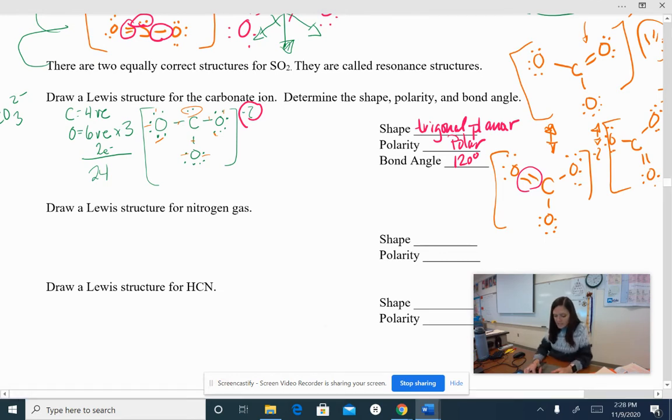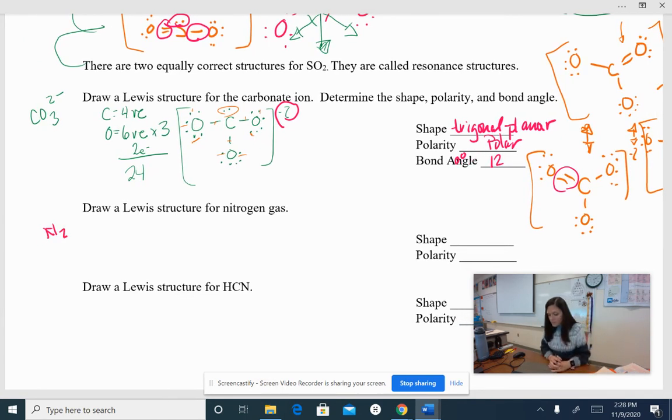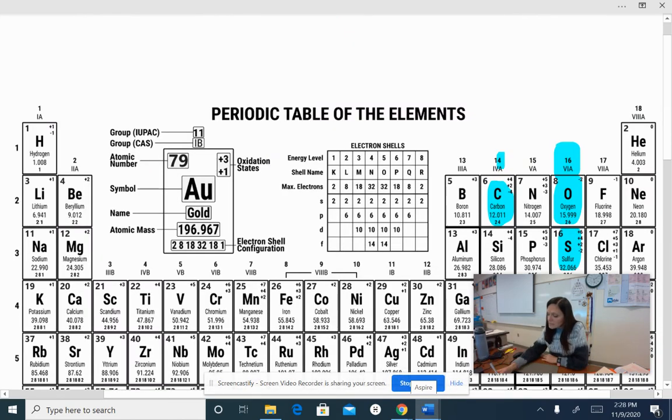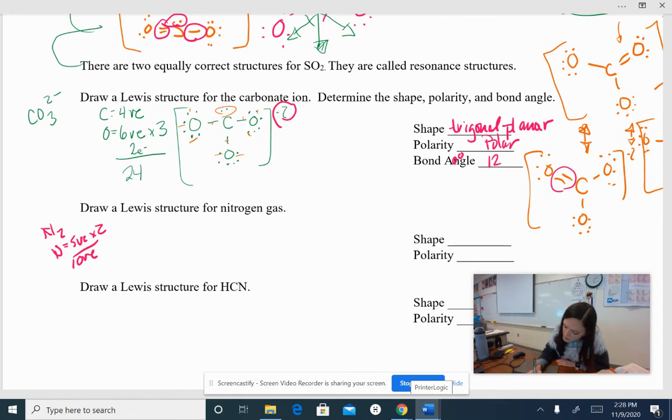Okay, let's look at nitrogen gas. Now, nitrogen gas is N2. It is diatomic, just like oxygen. And if we look at nitrogen, nitrogen gives us 5 valence electrons. So if we have 2 nitrogens, that gives us 10 valence electrons. Okay, so here we go. If I share a single bond, that means each of these nitrogens has access to 2 electrons, which means that I need 3 lone pairs to satisfy their octet. So let's put in 3 lone pairs to satisfy their octets. Okay, so I've satisfied the octets.